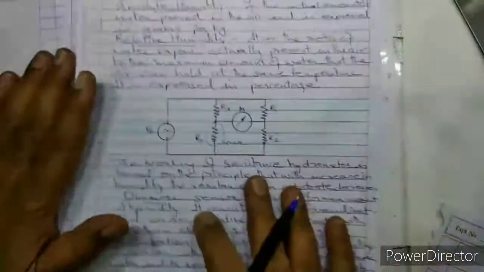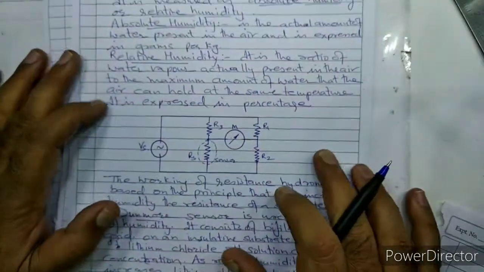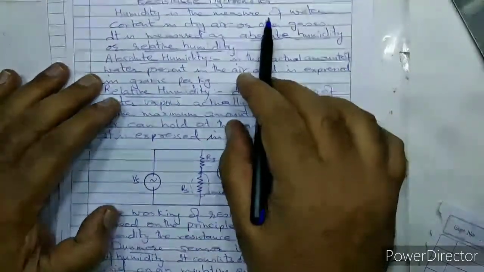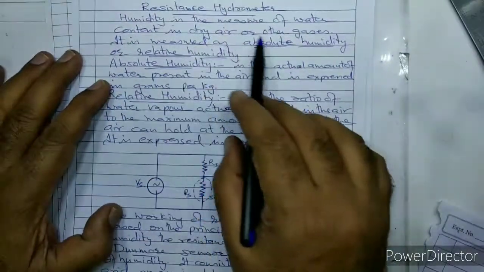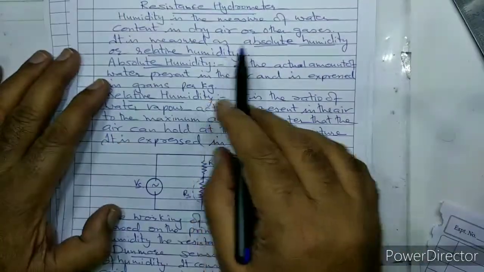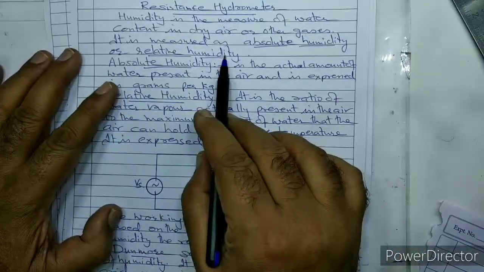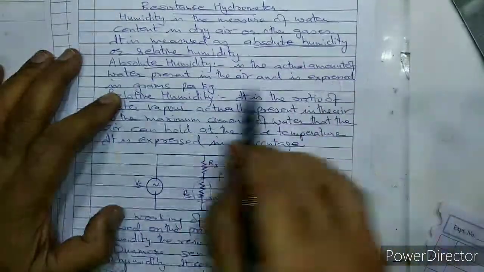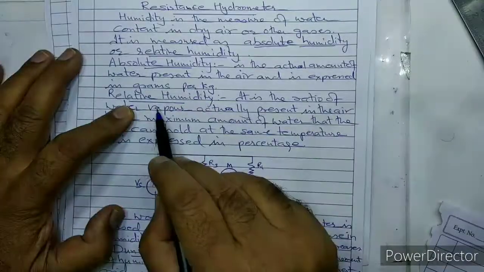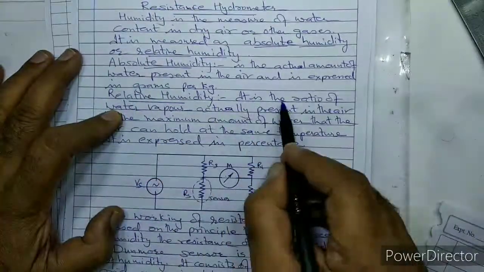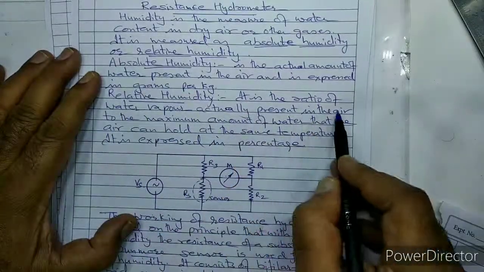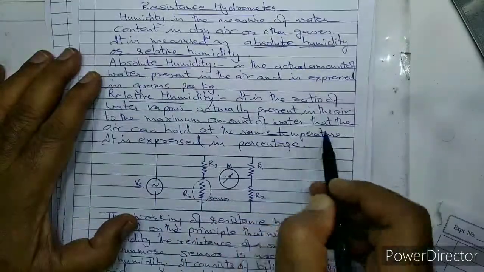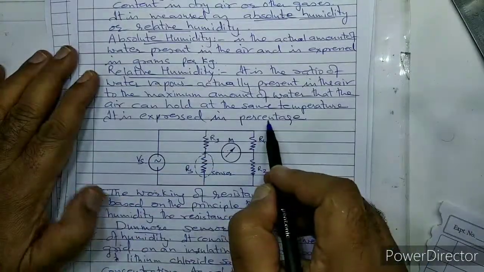Next is the resistance hygrometer, for humidity measurement. Humidity is the measure of water content in dry air or other gases. It is measured as absolute humidity or relative humidity. Absolute humidity is the actual amount of water present in the air and is expressed in grams per kilogram. Relative humidity is the ratio of water vapor actually present in the air to the maximum amount of water that the air can hold at the same temperature. It is expressed in percentage.